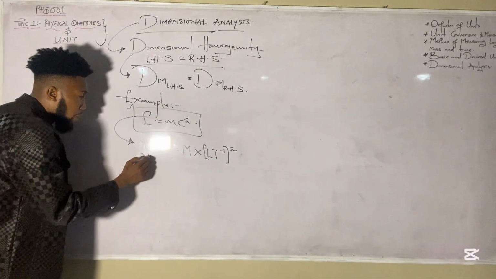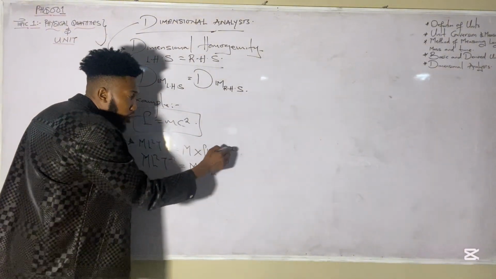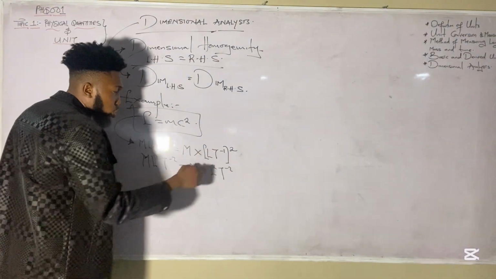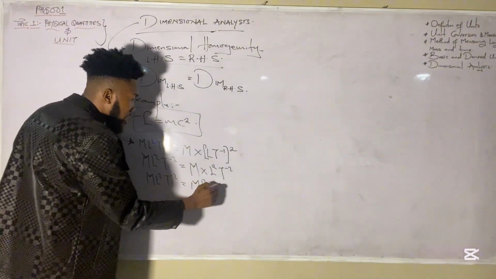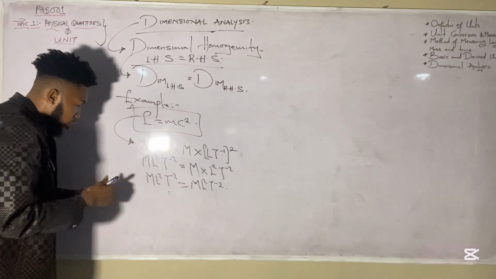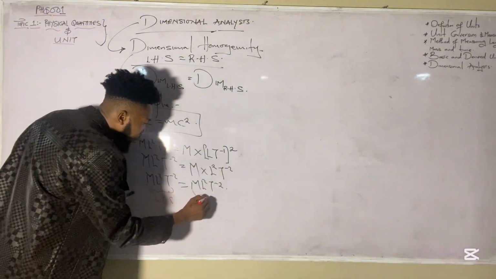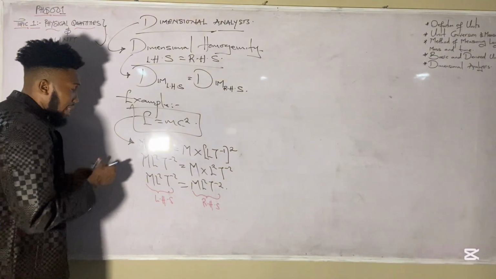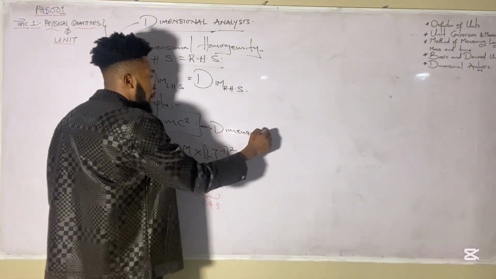So let's check. ML squared T to the minus 2 is equal to what? M times L, when you want to put this, it is L squared, T to the minus 1 times 2 is minus 2. Sorry, minus 1 times 2 is minus 2. And what do you have? ML squared T to the minus 2 is equal to ML squared T to the minus 2. So you can see now that here we have the left hand side of the equation, and here we have the what? The right hand side dimension. Are they equal? Yes. Since they are equal, you will now write that the equation is dimensionally correct.